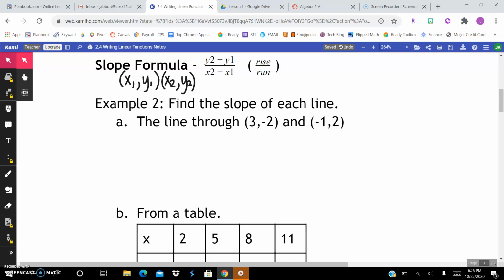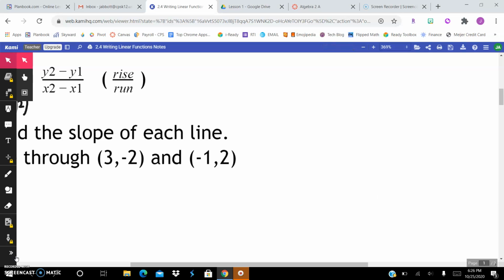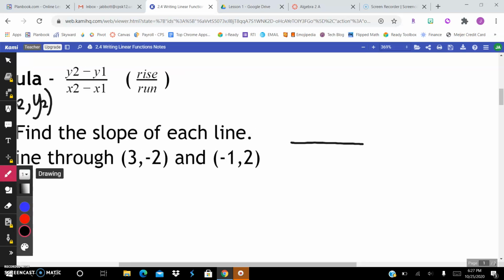So for example 2, they give us 2 points and want us to find the slope. So I'm going to leave the slope formula up there in the corner so you can look at that. At the top, we want y from our second point. So this would be point number 1. This would be point number 2. And it doesn't matter which one you pick for number 1 and which one you pick for number 2. You will get the same answer.